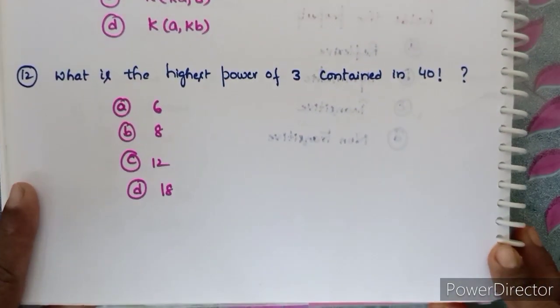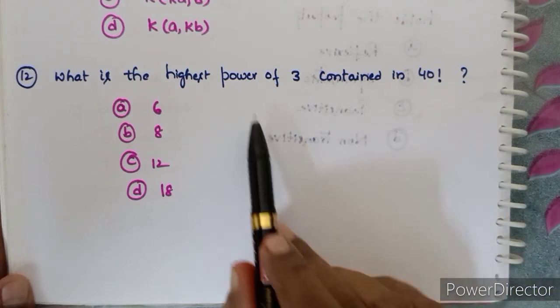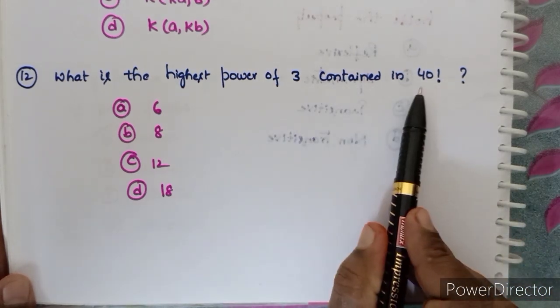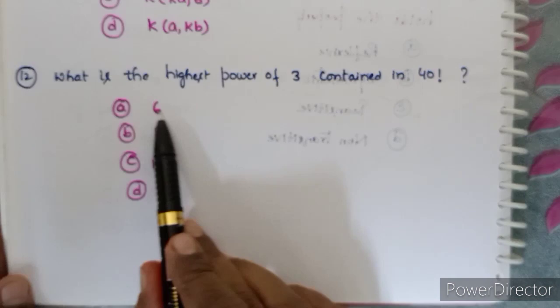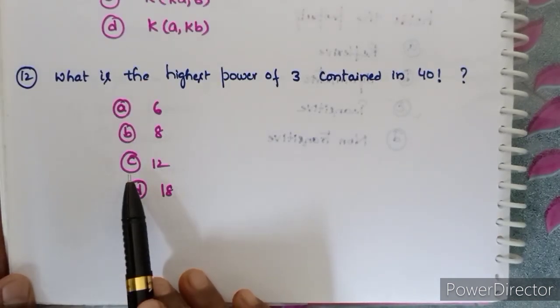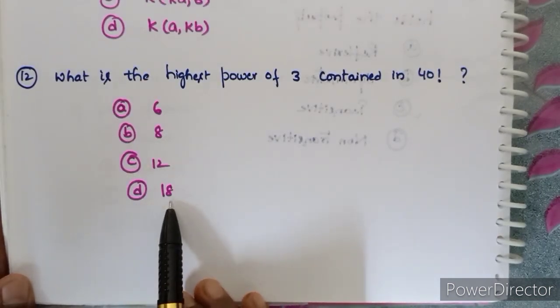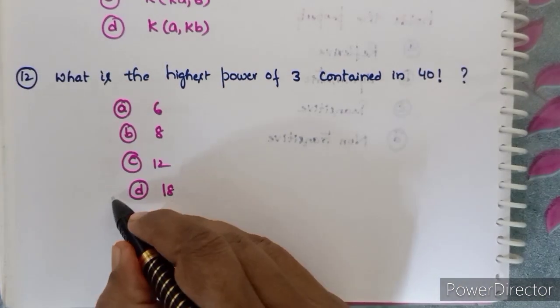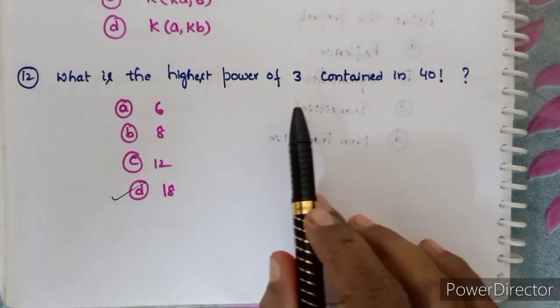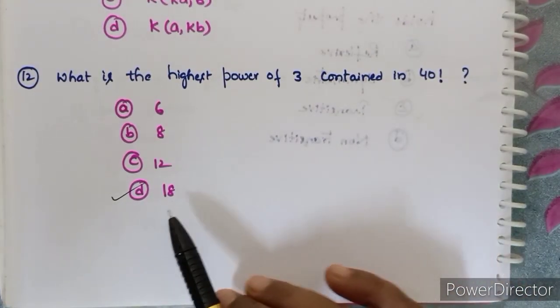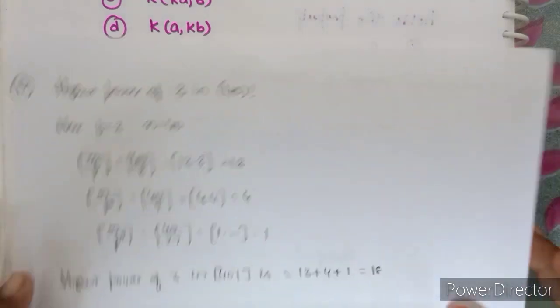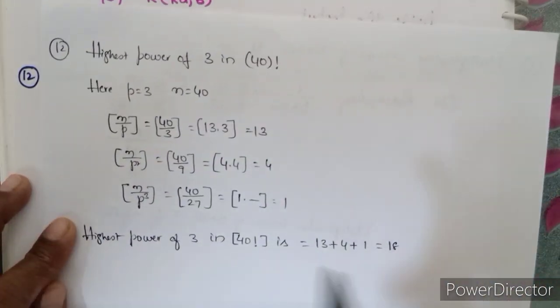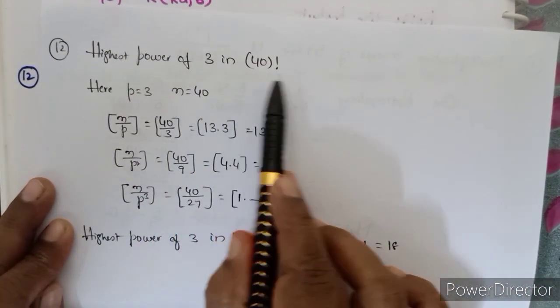12th question. What is the highest power of 3 contained in 40 factorial? Option A, 6. Option B, 8. Option C, 12. Option D, 18. We see the proof of this question. Option D is correct, 18. The highest power of 3 contained in 40 factorial is 18. How do we see this? Highest power of 3 in 40 factorial.